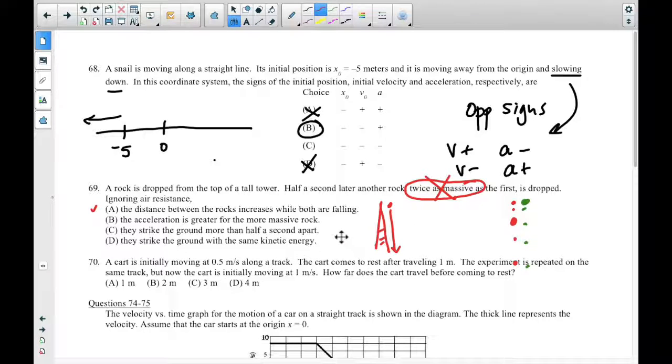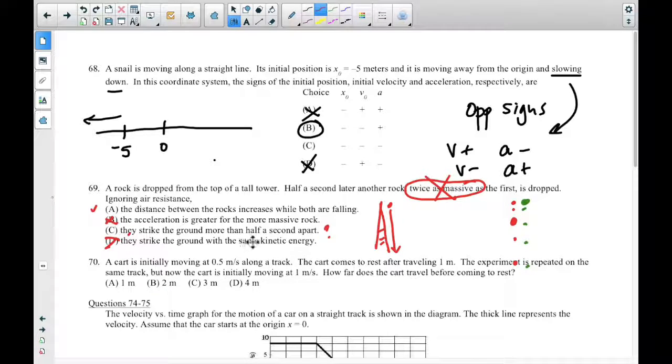Okay, part B, the acceleration is greater for the more massive rock. That's not true. Acceleration is always -9.8, so that's not true. They strike the ground more than half a second apart. Let's think about that. Lastly, they strike the ground with the same kinetic energy. Okay, kinetic energy, we haven't even talked about kinetic energy. That's not going to be our answer because we haven't even talked about it. So we're down to A and C. The distance between the rocks increases while both are falling. That's true. Part C, let's think about that.